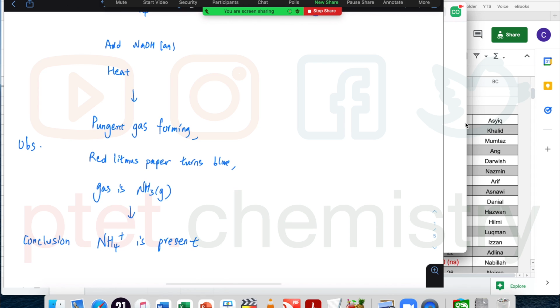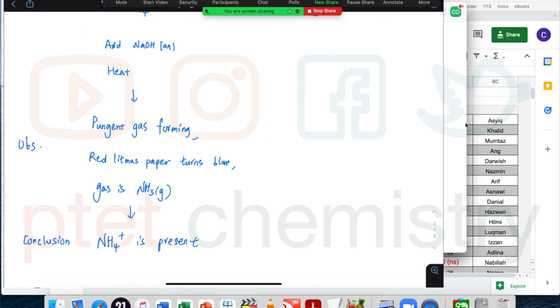You don't say your substance contains ammonia, because ammonia is what you give out. Ammonia is what you give out because you have ammonium ion. That is the number one mistake that many people have made. They get NH3, and they say that the solid or the solution contains ammonia. That is wrong. It contains ammonium ion.